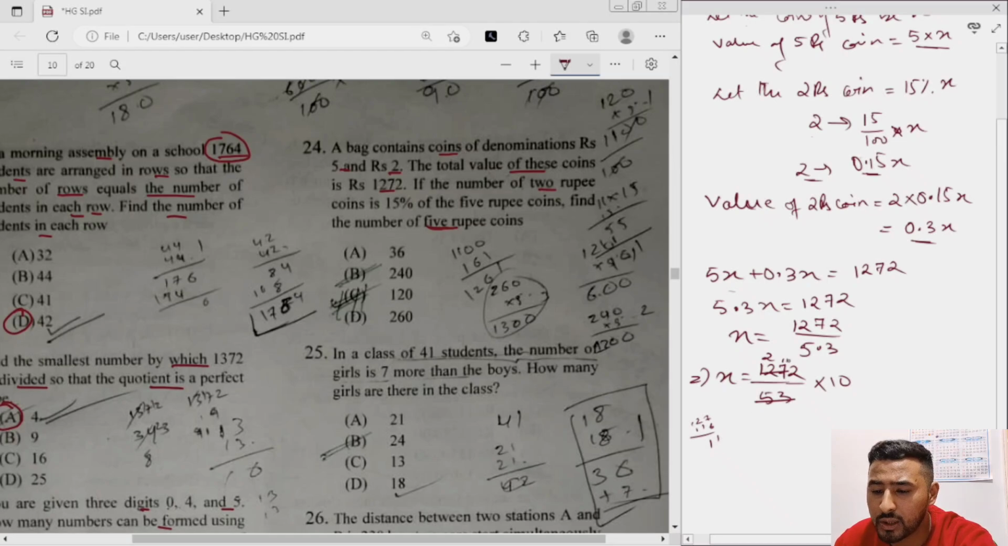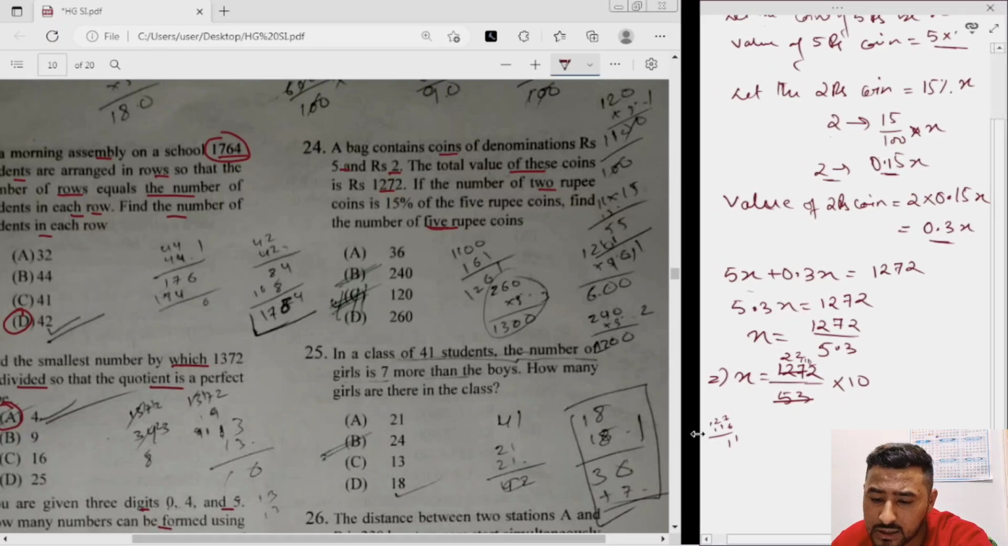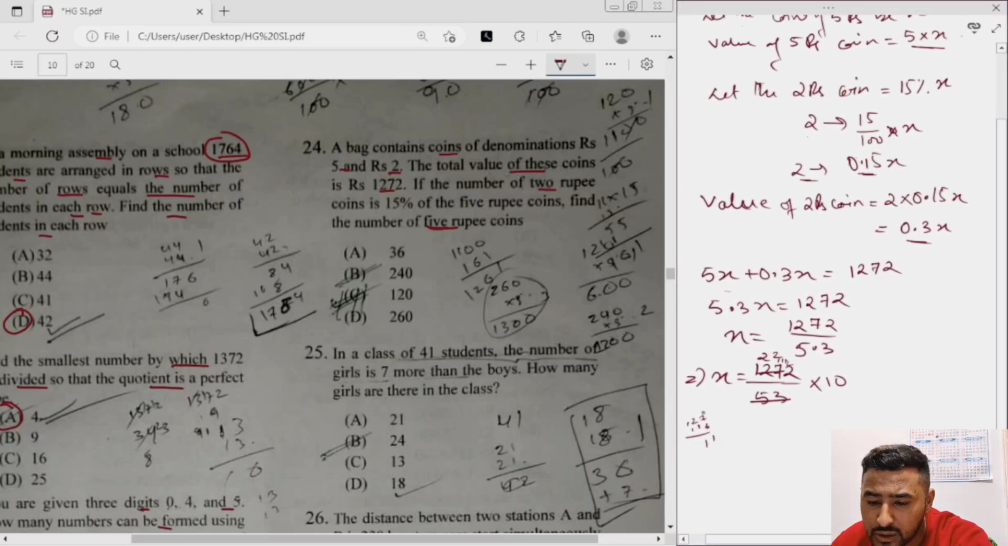Sorry, let me do it again. I made a mistake maybe. Let me do 1272 by 53. 53 into 2 is how much? Oh, sorry, it's 106. 53 into 2 is 106. When you subtract 106 from this, 2, 1, 2 will be remaining.